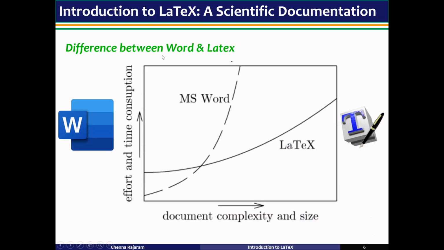You can see the difference between Word and LaTeX. A graph is drawn between document complexity and size, and effort and time consumption. Initially, it is very easy for MS Word, but later on, as the complexity increases, it is very difficult to handle. Whereas with LaTeX, initially you have to put some effort into learning the basics, and later on it is very easy. And though there are complexities, we can handle them using LaTeX.